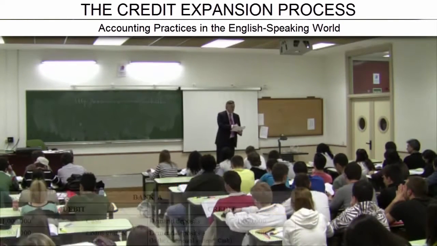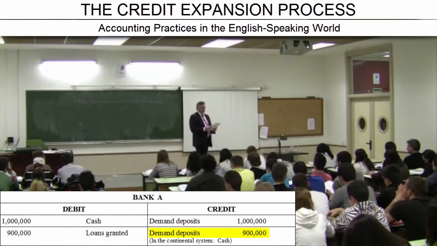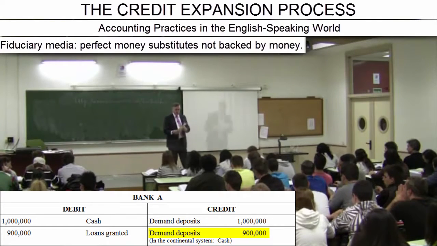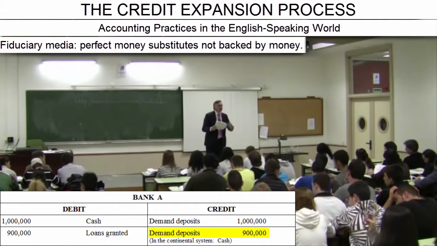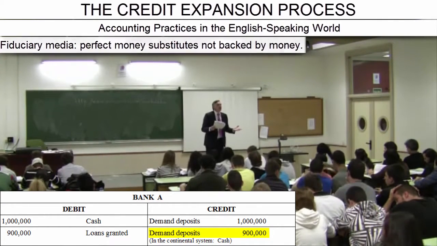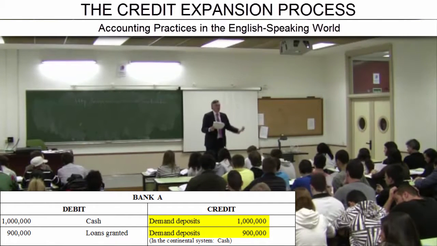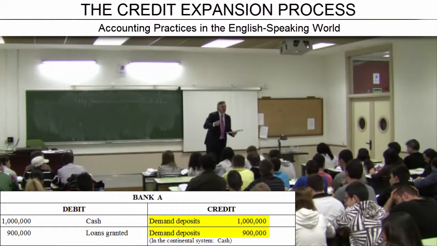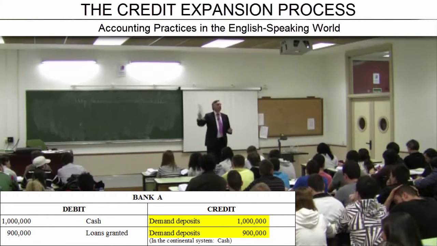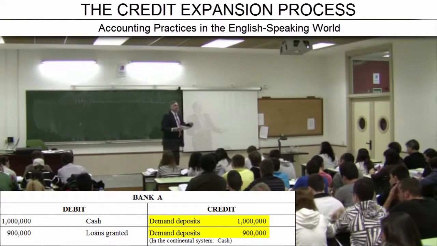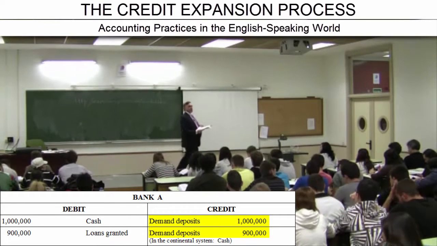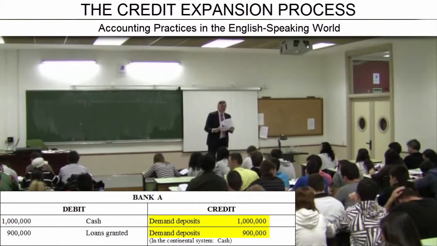But most importantly, as we have seen, the bank recognizes the creation of new money, or perfect money substitutes from nothing, in the form of fiduciary media. For before the owner of company Z, who receives the loan, even begins to use the loan funds, the total amount of deposits has gone from 1 million to 1,900,000. And this, dear students, is what banks really do.